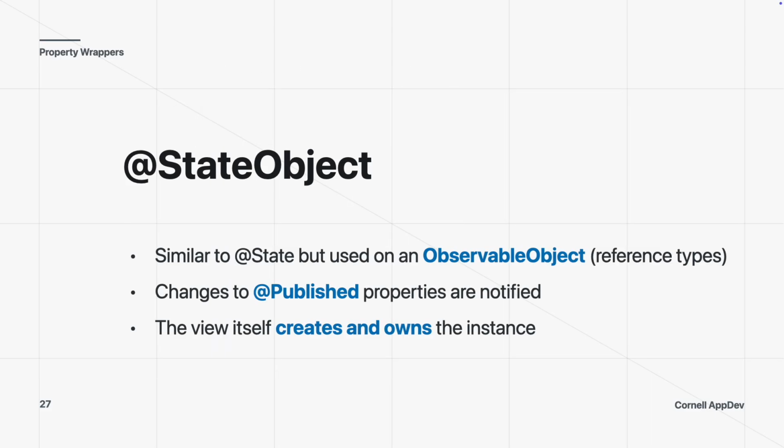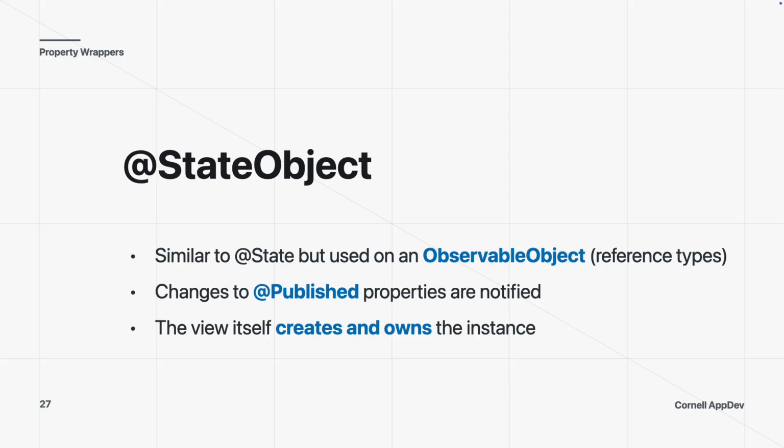So we want to introduce a new property wrapper, which is state object. State object is really similar to state, but it's used on an observable object. And we're going to have these new property wrappers, @Published, which I'll show you guys how to use in this demo. Essentially, the state object is very similar to state in the sense that we have our state object, which will be some variable or value that we're referencing. And we're going to be monitoring the changes to that object, right?